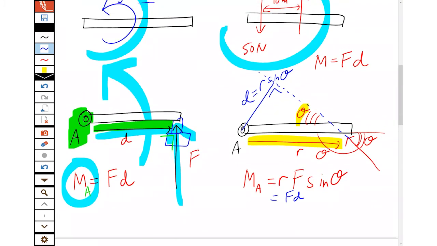Notice in both cases, the moment depends on the distance from the pivot. And that gives us a very powerful tool in solving a lot of problems. Let's look at it here.